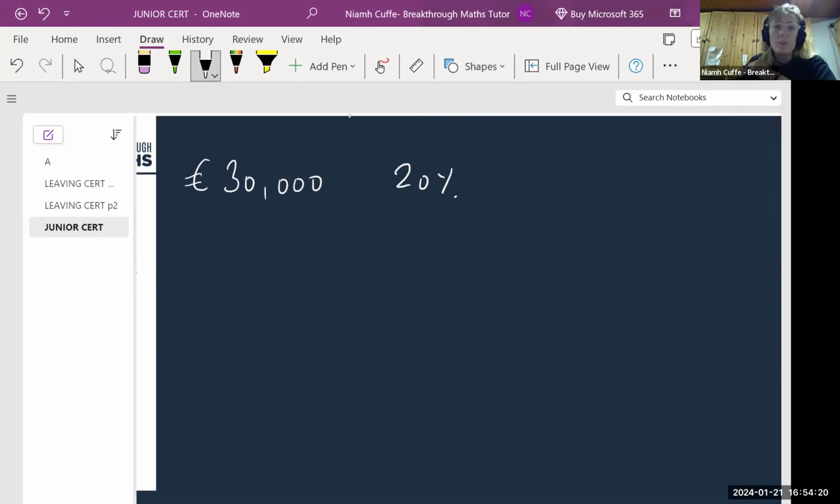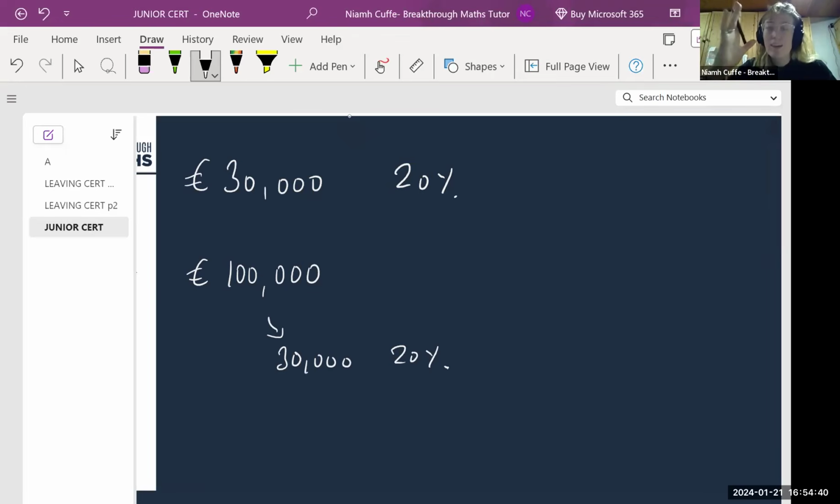But then let's say someone else comes along and they make 100,000, which is a heck of a lot more than 30,000. Then what the government said was, on the first 30,000 that they make, I'm also going to take 20%. But everything after that is going to be taxed at a higher rate because you're making too much money. So everything above 30,000, the remaining 70,000, is taxed at a higher rate of, let's say, 40%. This is a really important concept, and this is called the standard rate cutoff point.